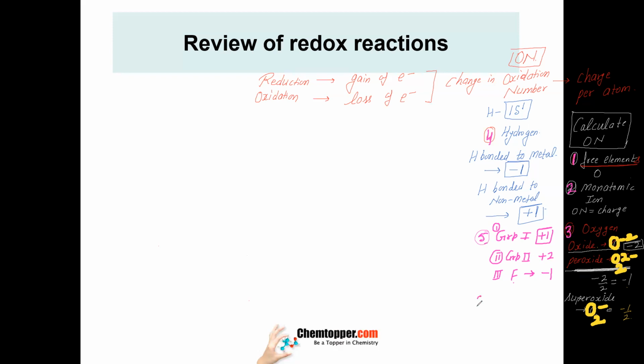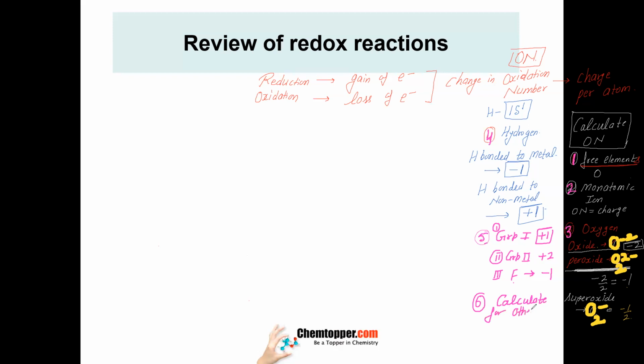The last rule, up to 5, these are the fixed oxidation numbers. But the ones which are not part of these rules, many of them are not, we have to calculate for those. So the last rule is: calculate for others.